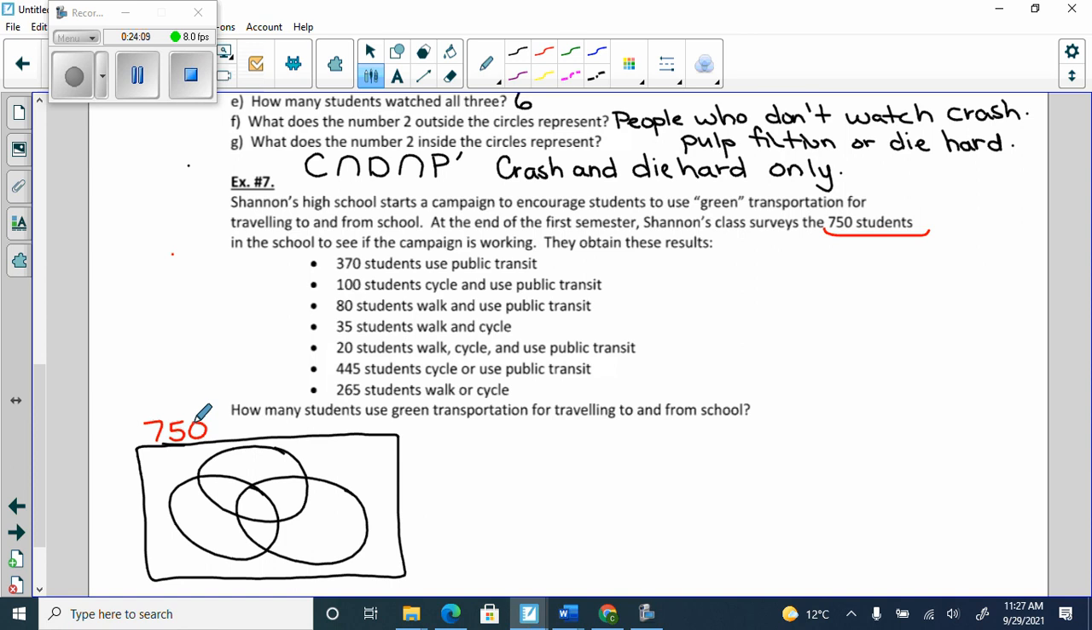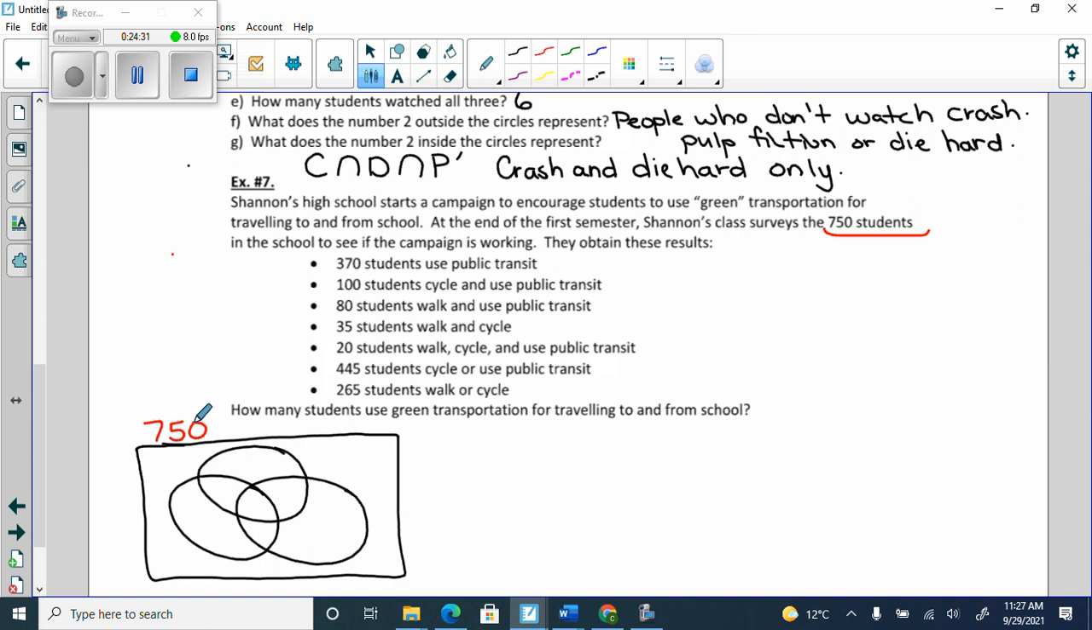On a 3-circle Venn diagram, you have 1, 2, 3, 4, 5, 6, 7, 8 spots that should have numbers. If you don't have 8 spots filled in by the time you're done with your 3-circle Venn, you're missing something, okay? And it's often the outside number. Okay. So 750 students in the school to see if the campaign is working.